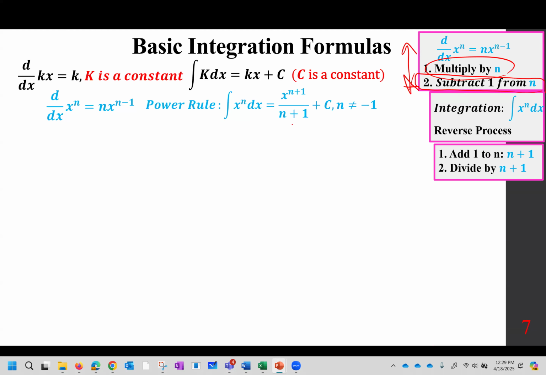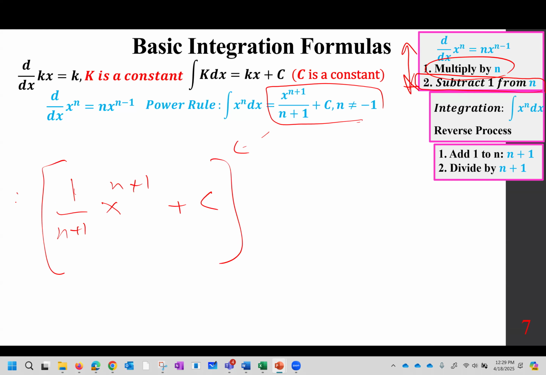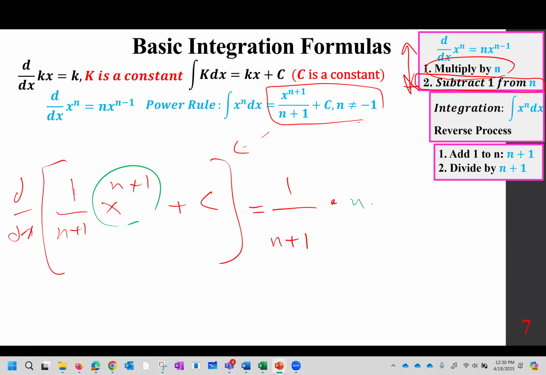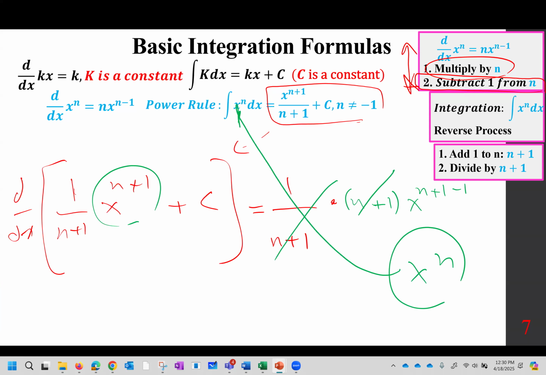The other one is that if you look at the right-hand side, and I'm going to write it as 1 over n plus 1, x to the power of n plus 1, and a constant. So if I want to differentiate this, class, I get 1 over n plus 1 times n plus 1, x to the power of n plus 1 minus 1. These two cancel each other. This becomes x to the power of n, and that's exactly what we have here. So I prove that it works, the reverse process. Okay, everybody?